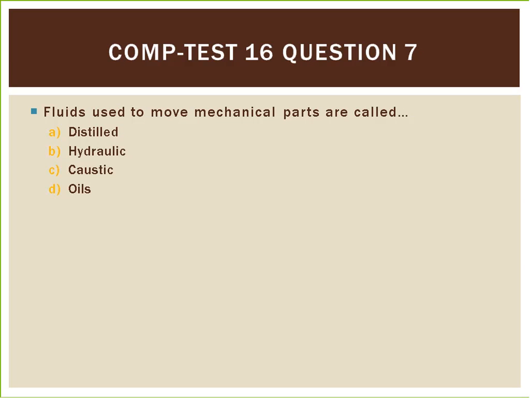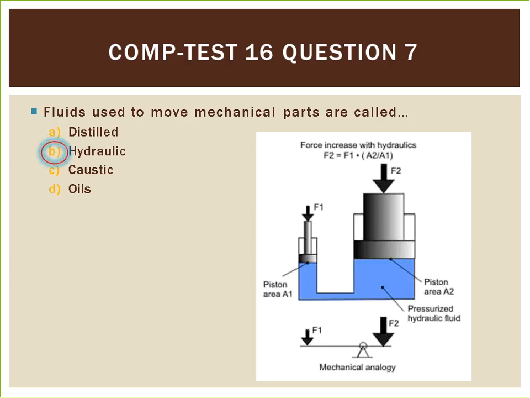CompTest 16, question number 7. Fluids used to move mechanical parts are called: A, distilled; B, hydraulic; C, caustic; D, oils. Answer B is the best answer here because hydraulics is the use of pressurized liquid or fluid to generate, control, or transmit power.